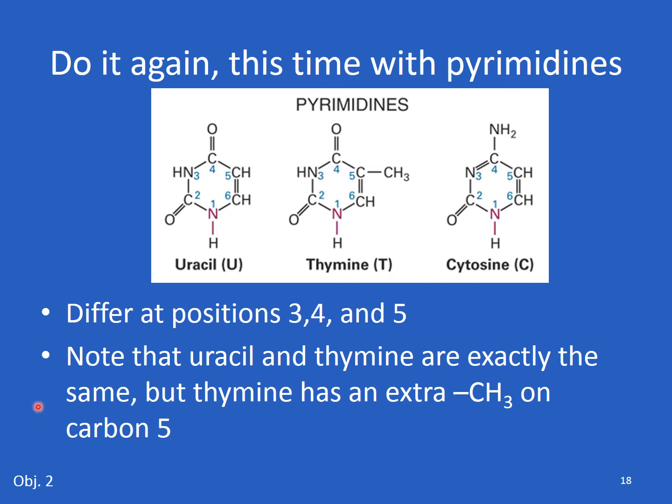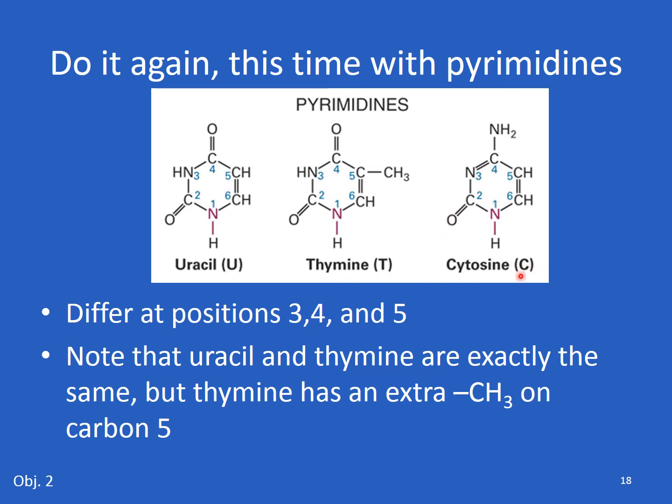Okay, let's do it again, but for the pyrimidines. So if we look really closely, we'll see that the pyrimidines only have 1 ring, so they should be theoretically easier to remember. But there's 3 of them. There's uracil, thymine, and cytosine. But they only differ at positions 3, 4, and 5.